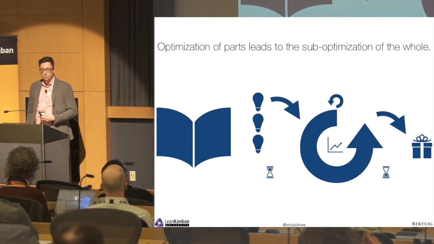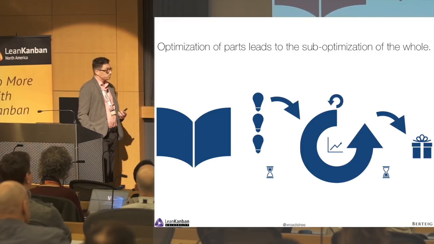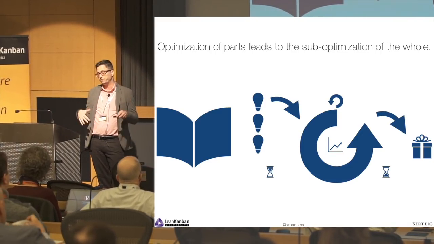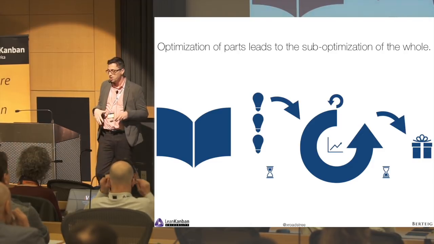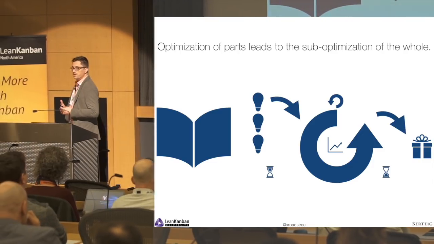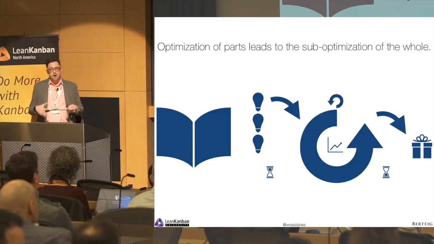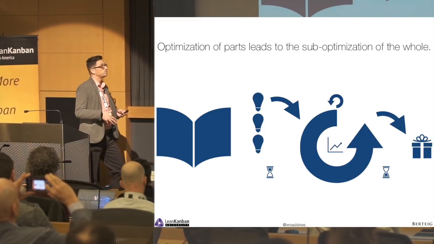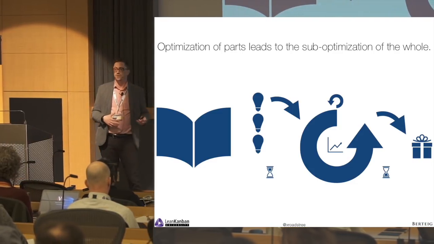And so when we think about teams, we have some of the similar challenges. When we focus on optimizing teams, we can actually cause the sub-optimization of the whole, right? In other words, tampering.